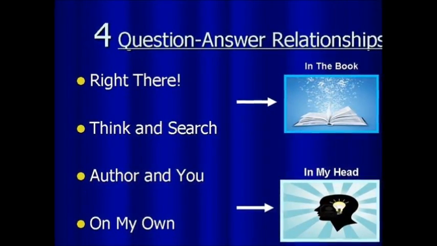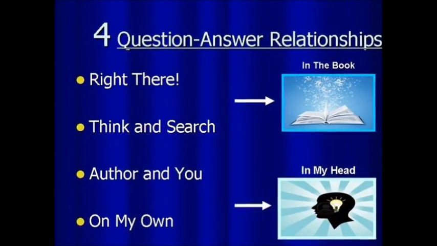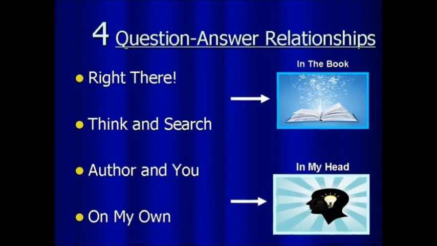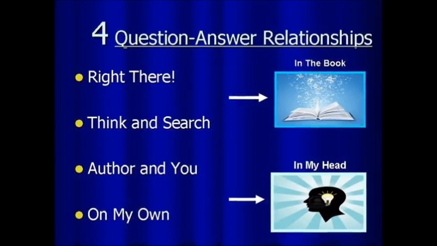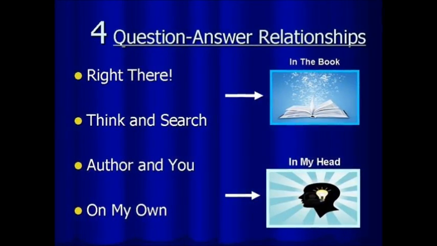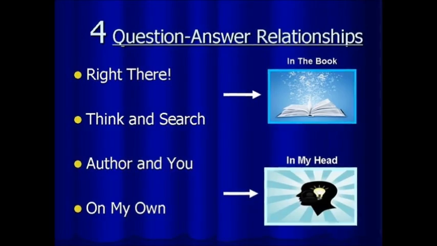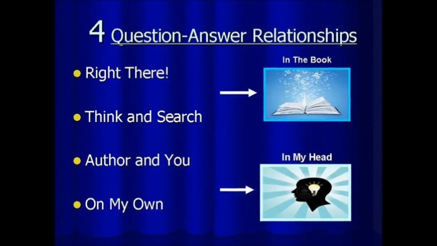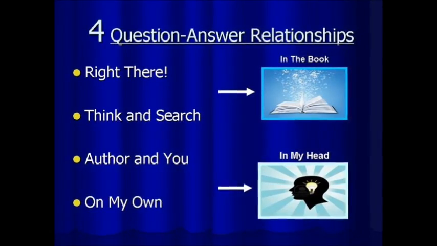their own background knowledge. Raphael prescribes 4 question-answer relationships: right there, think and search, author and you, and on my own. We will discuss these in more depth later. She organizes these concepts into 2 broader categories: in the book and in my head.